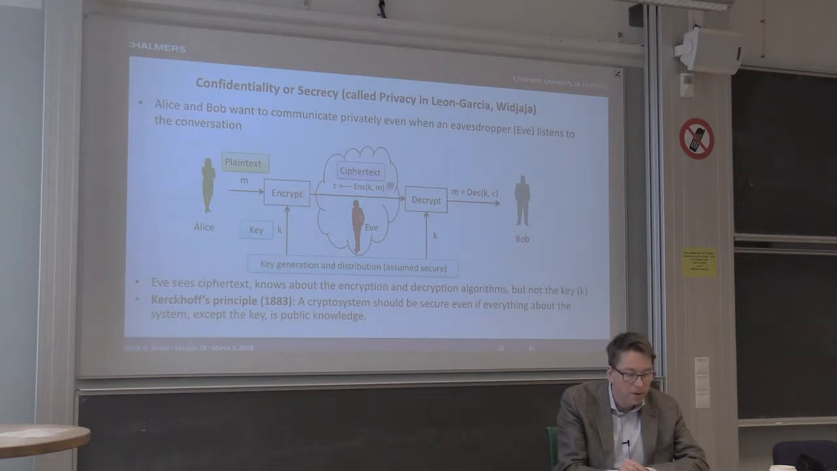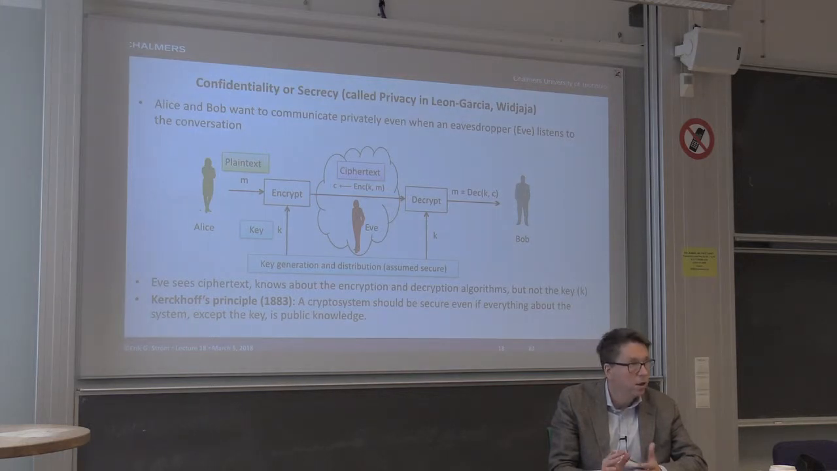This ciphertext is then sent over an insecure network, and inside the insecure network is the evil person Eve, the eavesdropper, somebody who listens in to the conversation, and Eve would like to decode the plain text from Alice. But Eve should be unable to do that because Eve does not know the key. If Eve knows the key, then we're lost. So that's the classical setup for secrecy.